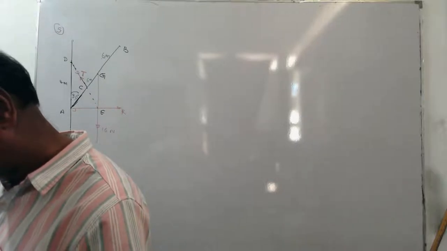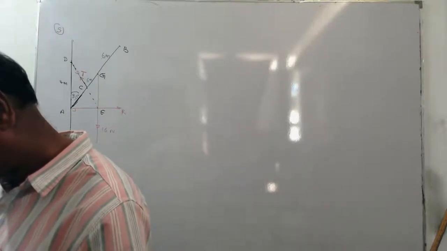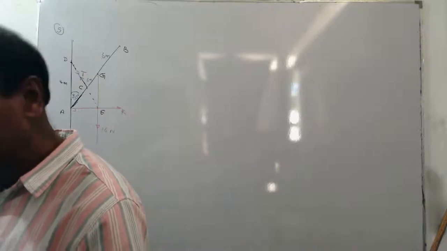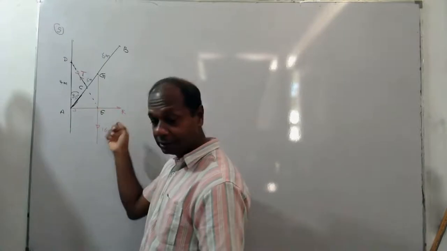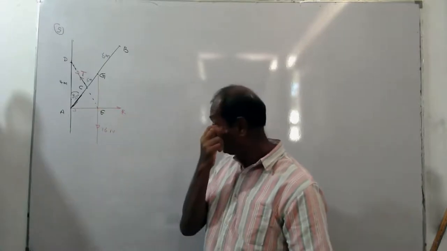Find the reaction at A if the rod is at 10 degrees. We want to find this normal contact reaction at A, R. We need to find R.